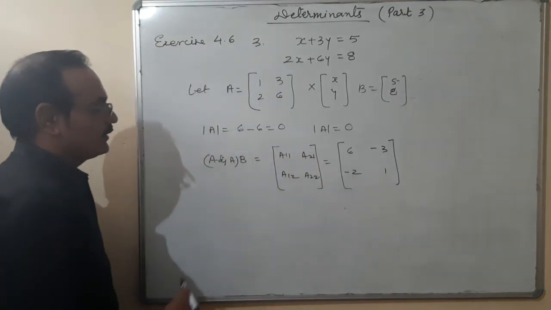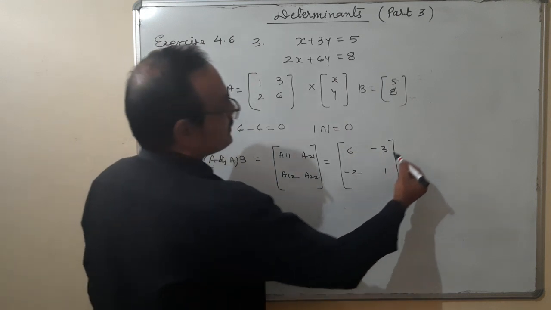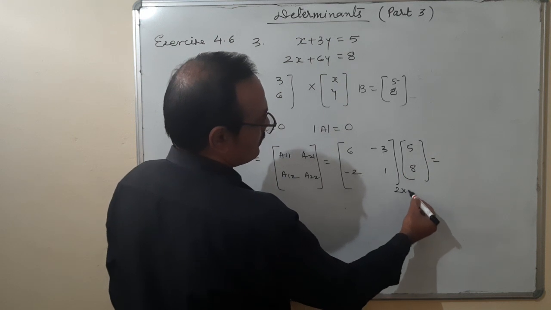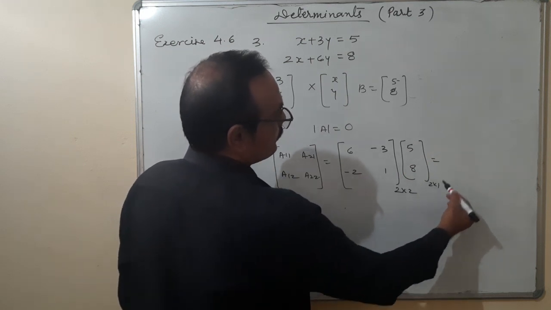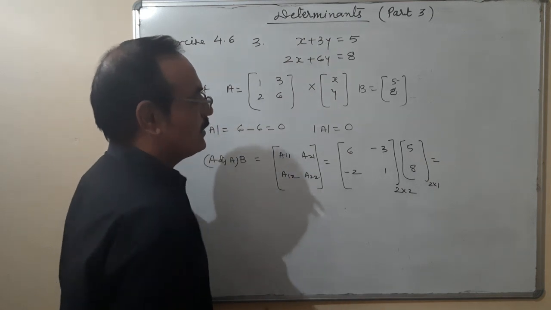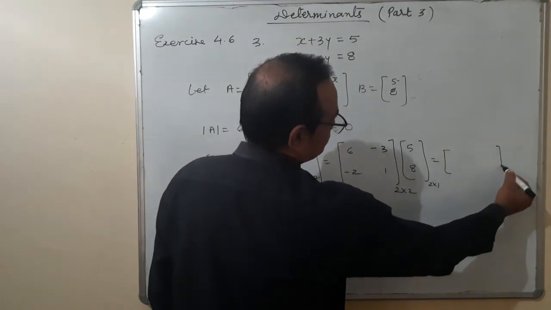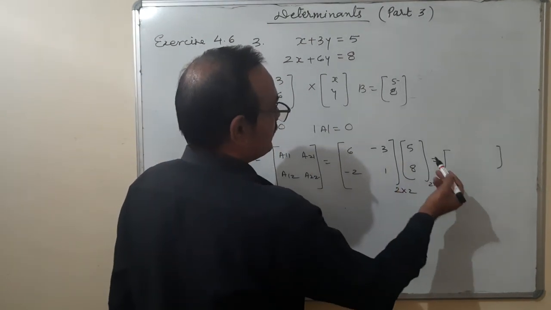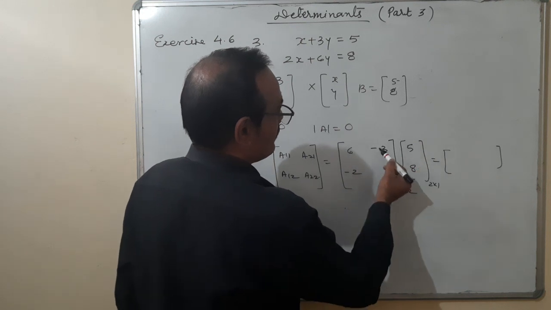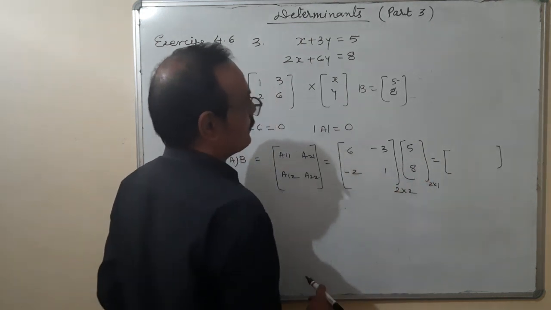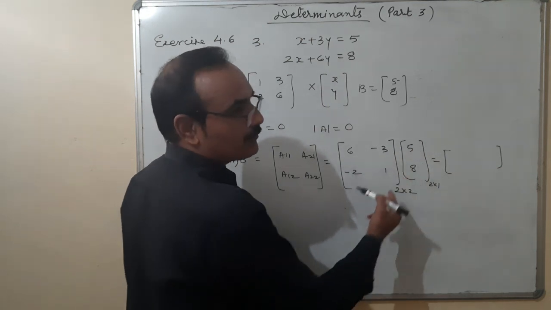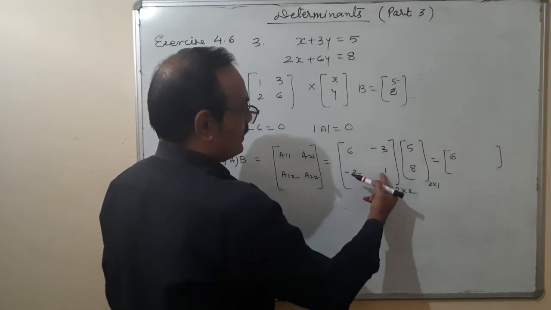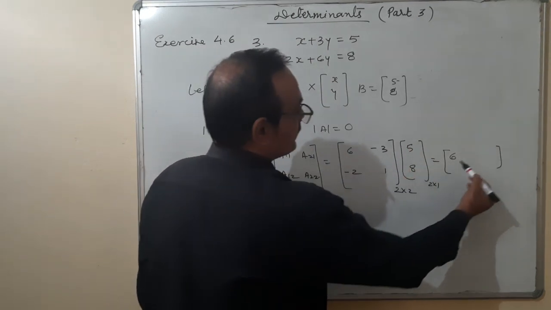Now adjoint of A multiplied by B. B is 5, 8. It is 2 cross 2 times 2 cross 1, so we get 2 cross 1, 2 rows, 1 column. 6 times 5 is 30 minus 8 times 3 is 24. 30 minus 24 is 6. Minus 10 plus 8 is minus 2.